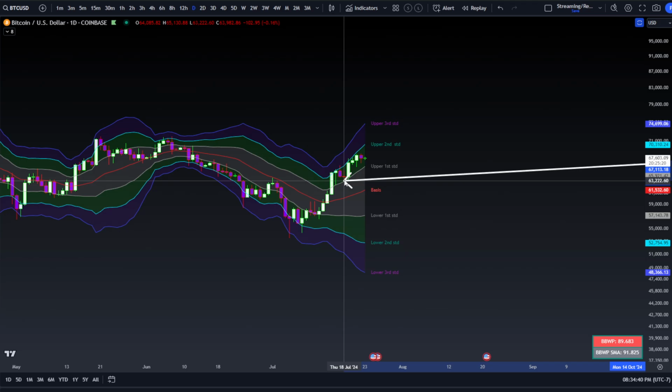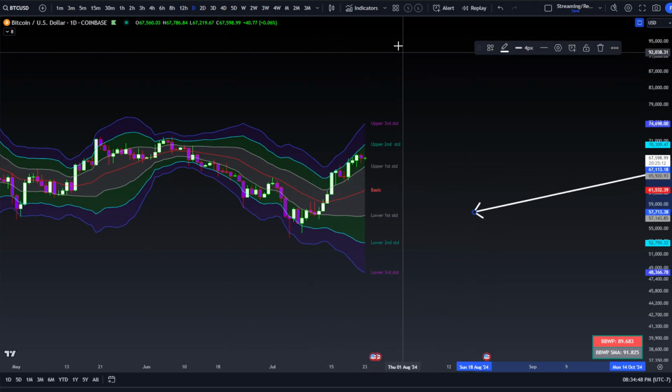So understand that if Bitcoin were to close the end of the week below the pivot, it would also be breaking structure on the daily. So it'd be breaking this uptrend on the daily. So I did want to point that out.